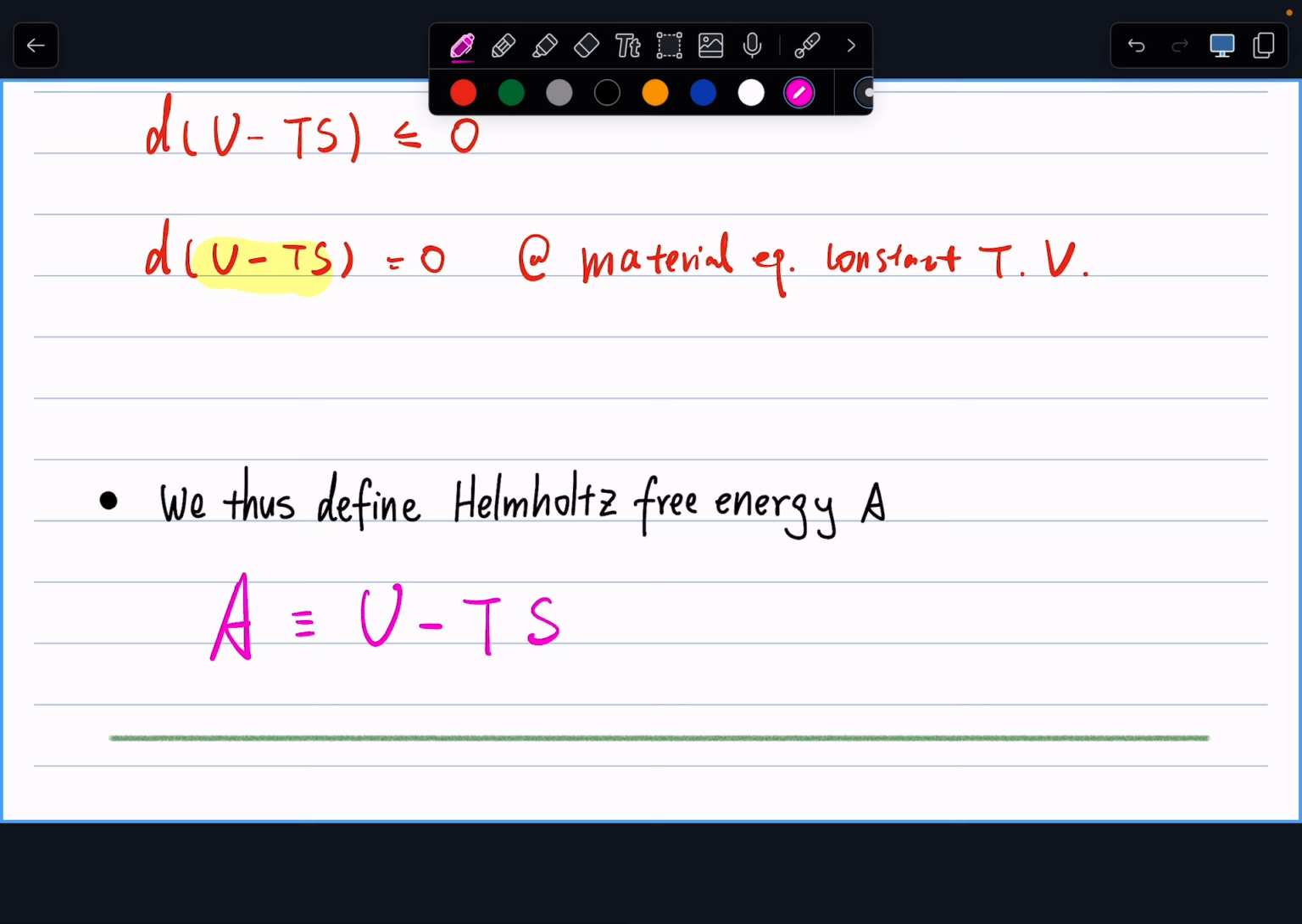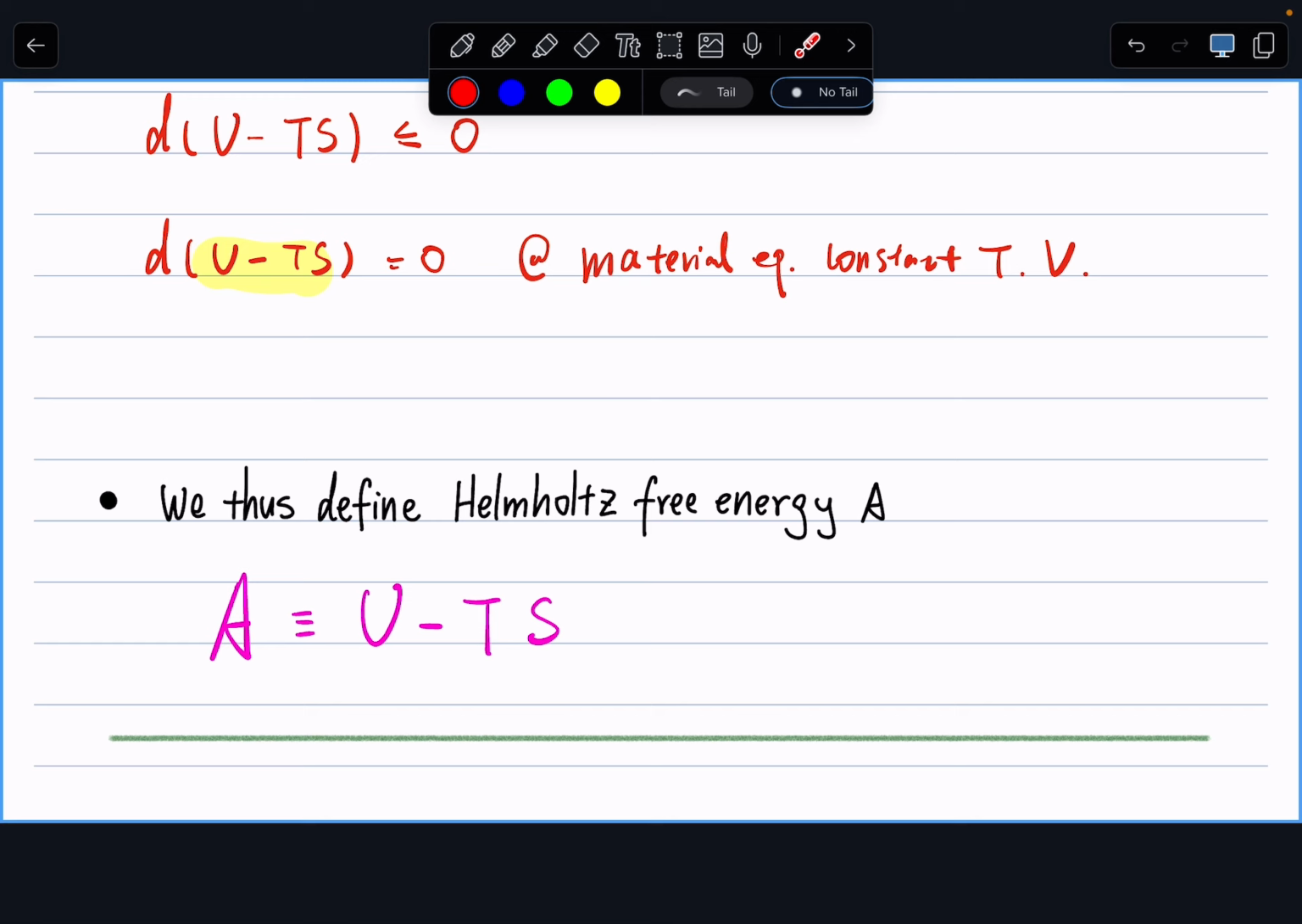All right, and I'm going to add that definition to our board here. We have A equals U minus TS. So A equals U minus TS, that's always true. And your delta A, or your differential of A, will be smaller than 0, and it's going to be equal to 0 at material equilibrium.